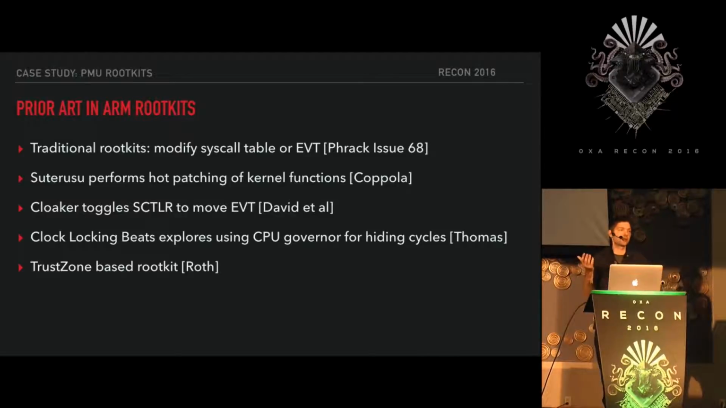I think the most traditional ARM kernel rootkit would be to either patch the syscall table or patch the exception vector table. We've also seen hot patching of kernel functions. We've seen TrustZone-based rootkits. We've seen moving the exception vector table by toggling a bit in a control register. So there's been some interesting research in ARM-based rootkits.